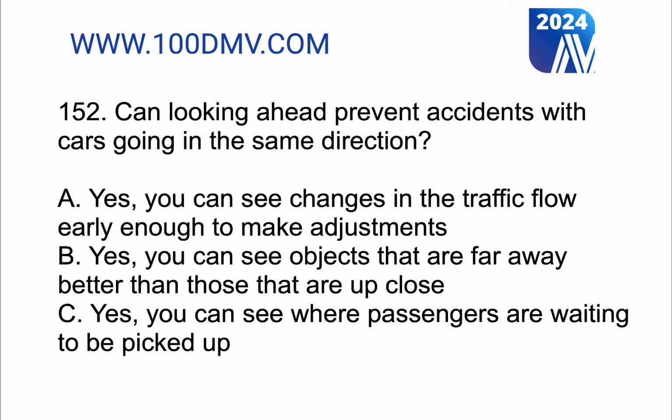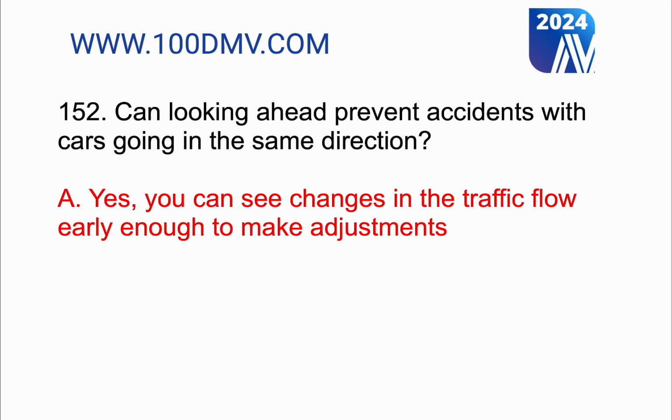152. Can looking ahead prevent accidents with cars going in the same direction? A, yes, you can see changes in the traffic flow early enough to make adjustments. B, yes, you can see objects that are far away better than those that are up close. C, yes, you can see where passengers are waiting to be picked up. The correct answer is A. Yes, you can see changes in the traffic flow early enough to make adjustments.